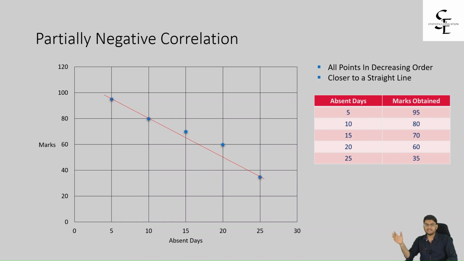And when the absent days are 25, the marks obtained is reduced to 35. Here we can notice that marks are decreasing as the absent days increase, but the decline is not in a consistent manner. Thus, we cannot form a straight line covering all the points, but we can draw a line covering maximum points to indicate a general downward slope. This is the example of partially negative correlation. I hope you understood partially negative correlation.